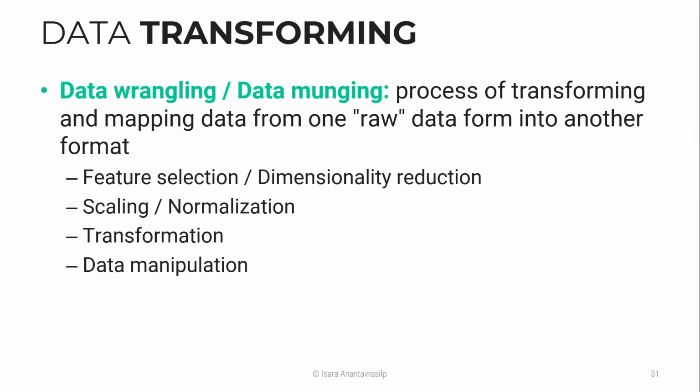The next activity is data transforming. Data transforming, also called data wrangling or data munging, is the process of transforming and mapping data from one raw data form into another format with the intent of making it more appropriate and valuable for a variety of downstream purposes such as data analytics or visualization. Example activities in data transforming include feature selection, data scaling, data transformation, and data manipulation.